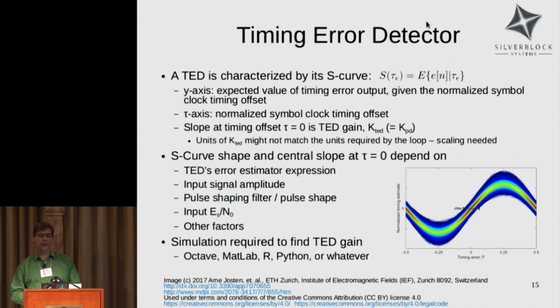A TED is characterized by something called its S-curve, which is its expectation of its error value out, given a known timing error going in. And basically, the slope of the S-curve at tau equals a timing error equals 0 is what we'll refer to as the TED gain, which in the previous slides was marked as the phase detector gain. One thing to notice is that from these charts where the TED gain might be normalized, the actual loop implementation might have different units and you might need to scale things.